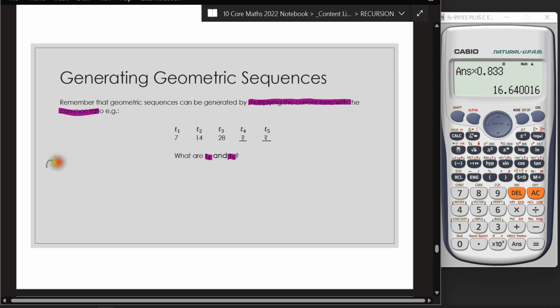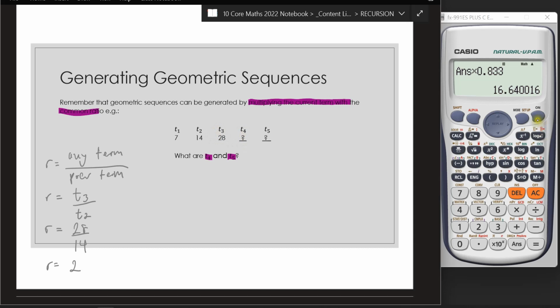Ratio, remember, any term divided by the previous term. So in this case, I can see there's 3 terms that are given to me. I'll just use T3 divided by T2. So in this case, it would be 28 divided by 14, which equals 2 on my calculator. Okay, so that means I'm going up by multiplying by 2. I'm getting the next term by multiplying by 2.